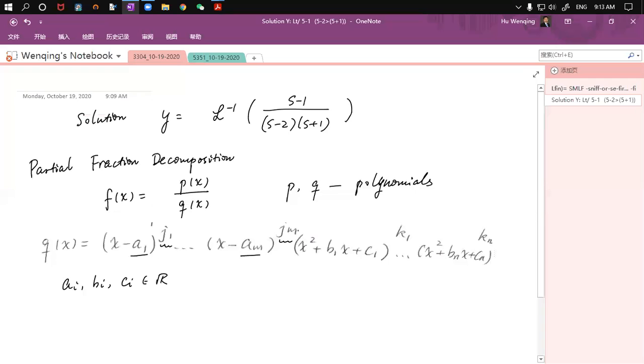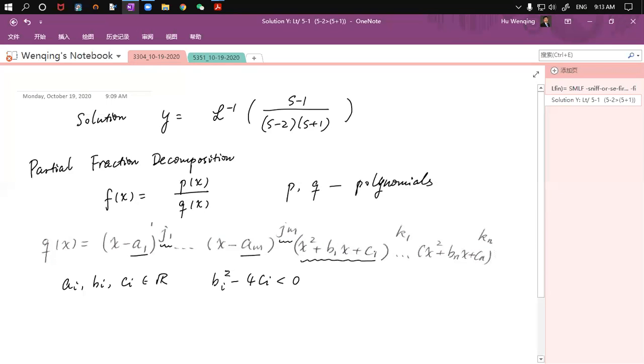In the case that you have complex conjugate roots, we have the condition that B_i squared minus 4 times C_i is less than 0, which means you are not able to decompose these quadratics into further polynomials. You cannot write this quadratic as a product of two first order polynomials, but must live with the quadratics undecomposed. Is that good for everybody?